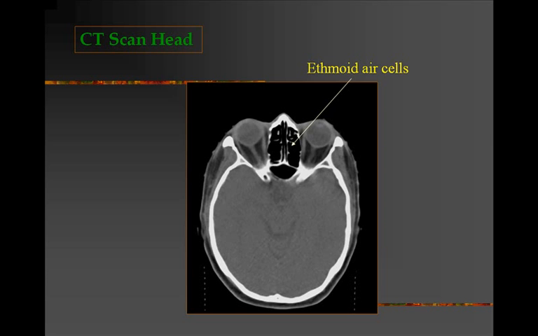We see some ethmoid air cells. We see the sphenoid air sinus just posterior to that. We have the optic nerve running to the eyeballs on both sides, the lateral rectus muscle, and the medial rectus muscle.